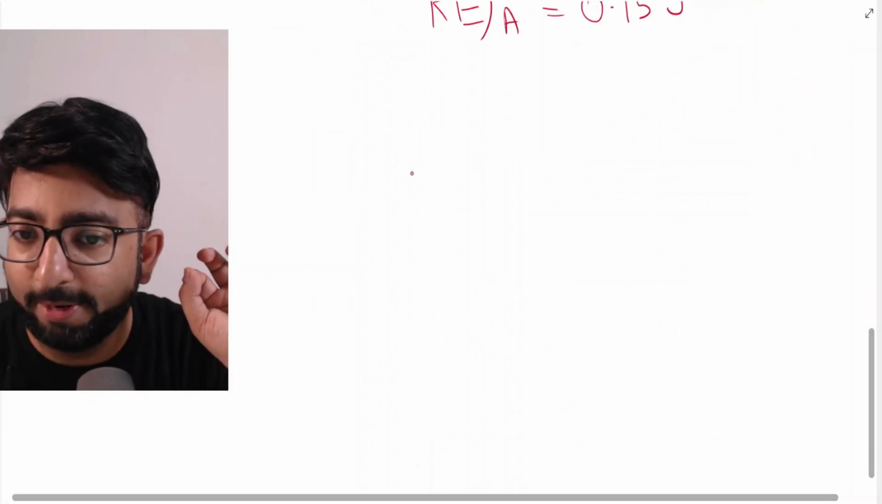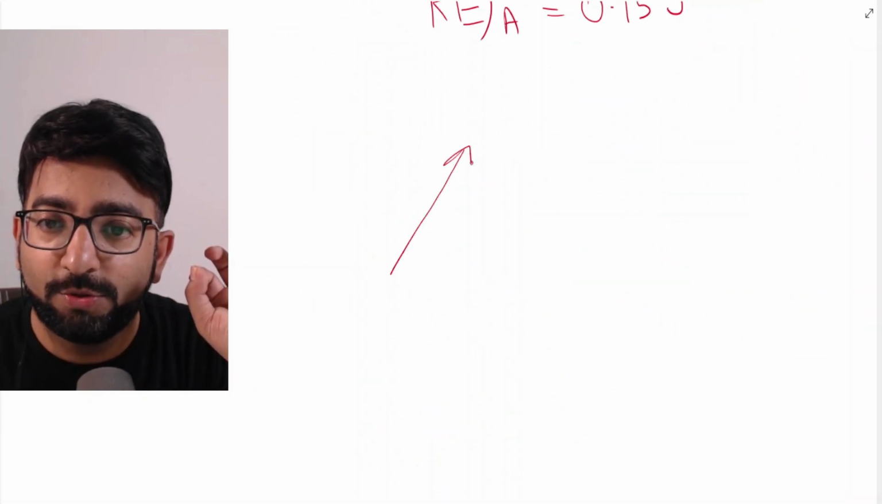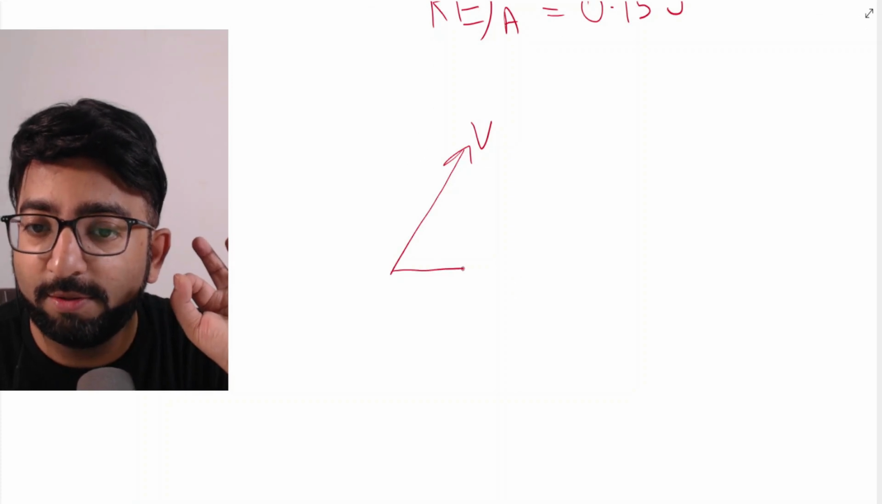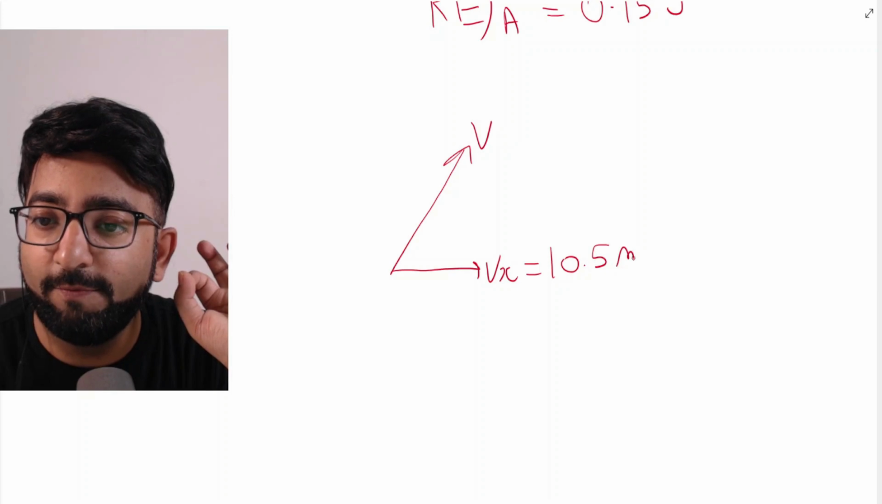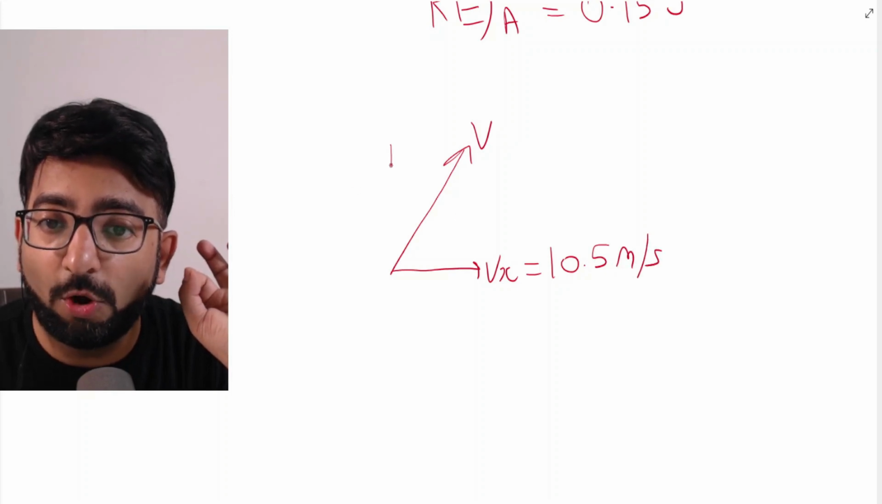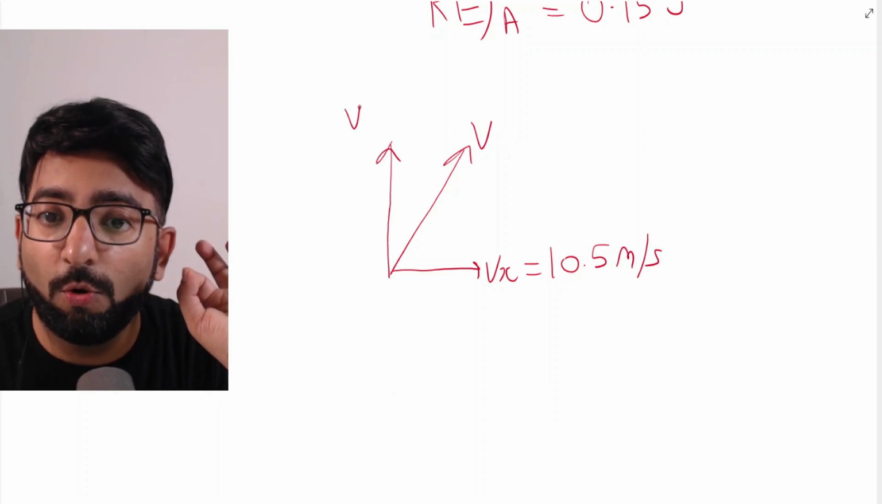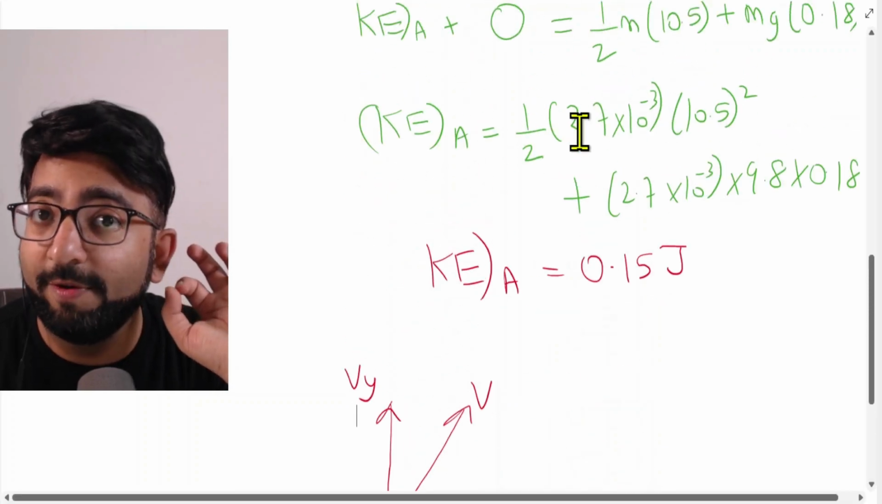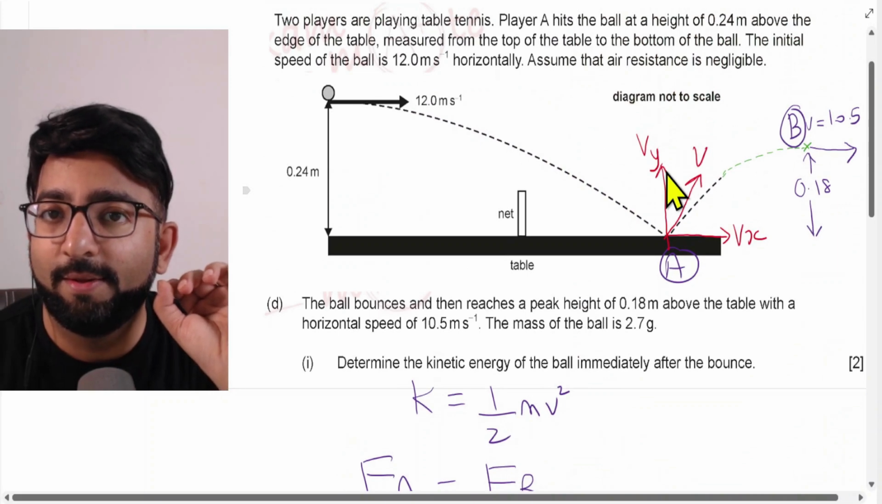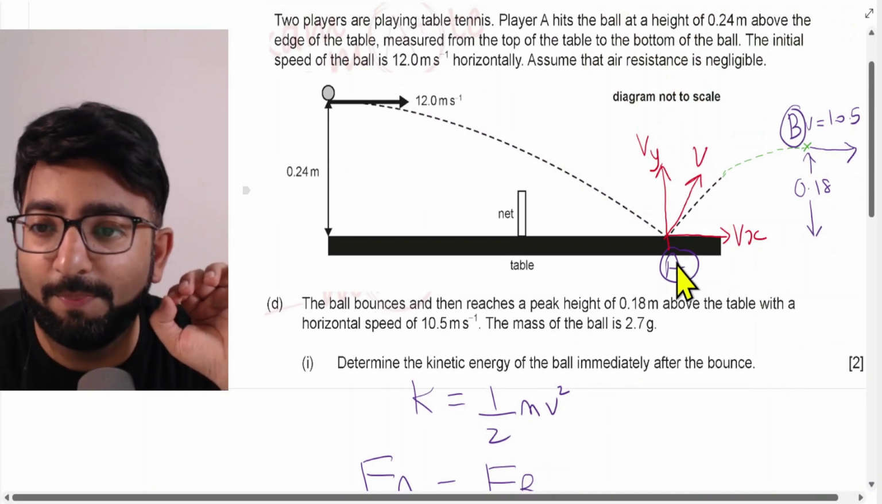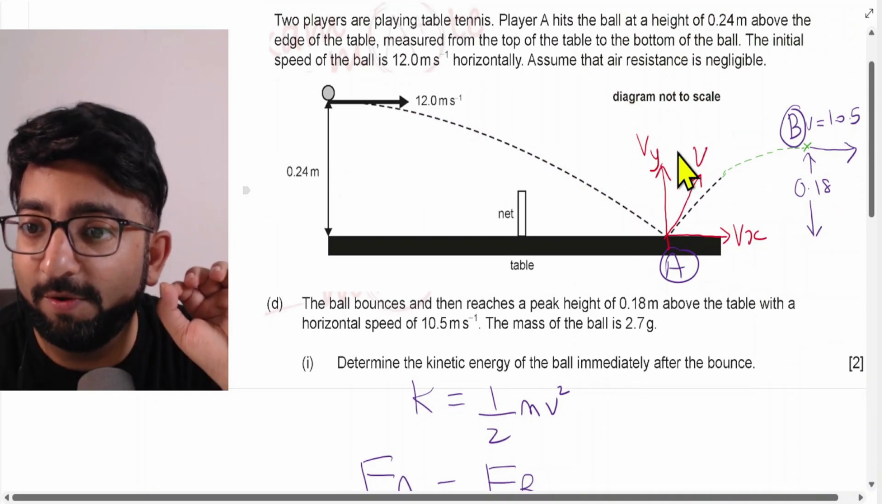So at the bottom, let me write. The velocity is V. The x component of velocity will still stay the same, 10.5 meters per second. Now our job is to figure out the y component of velocity, Vy. So we will be using any of the other CUAT equations. So let's see which equation will help us. So Vy is the initial velocity.